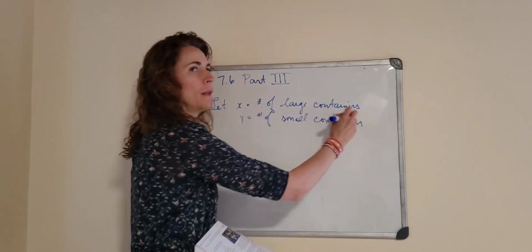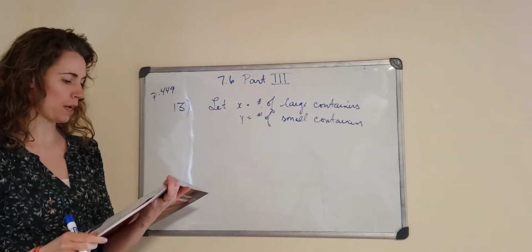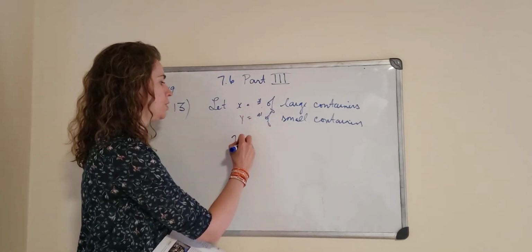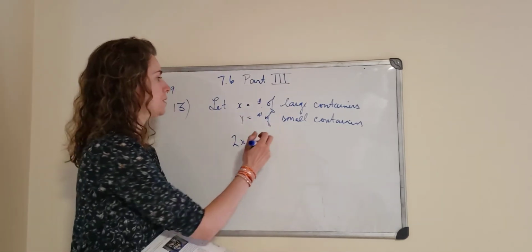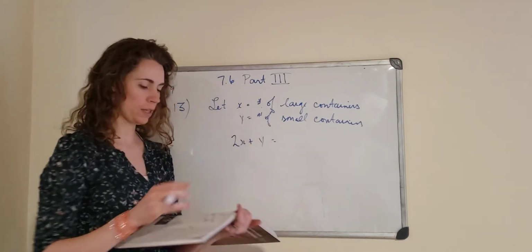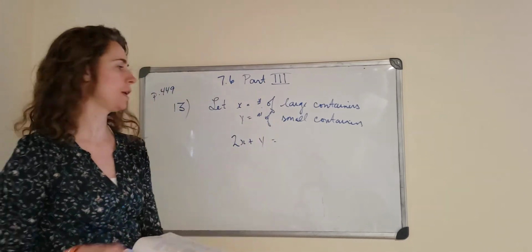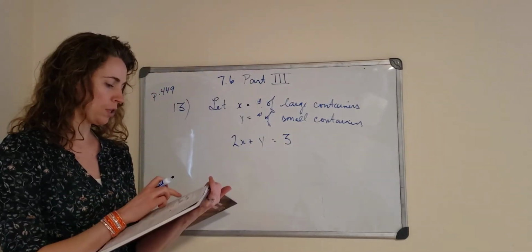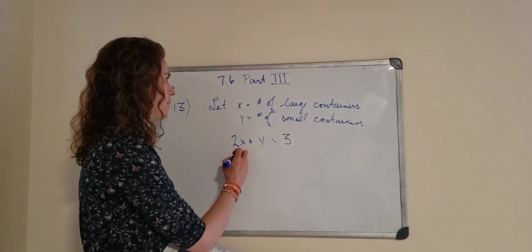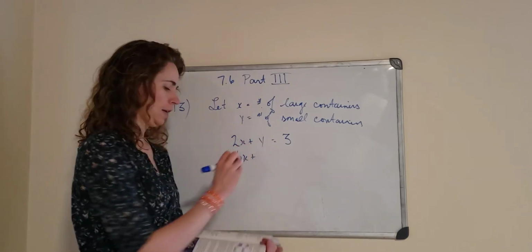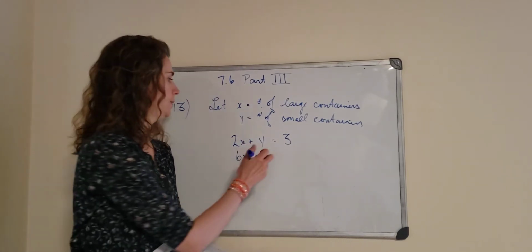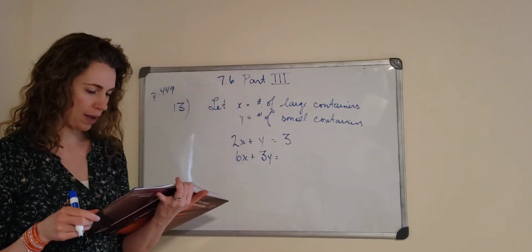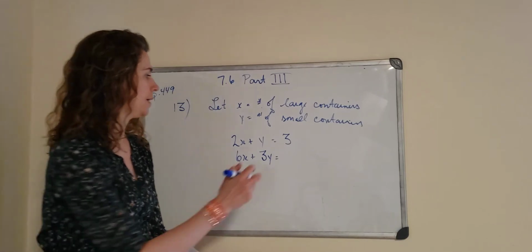Okay, so from there, in the first one I can see that there are 2 large. We said large was x, so 2x plus, and they look like 1 small, so y, equals, and then let's look at the kilograms. 1, 2, 3 kilograms. So I just write a 3. All right, for our second one, I can see 1, 2, 3, 4, 5, 6 large containers. How many small? 1, 2, 3. 3y, equals, and let's count that up. 5, 6, 7, 8, 9.